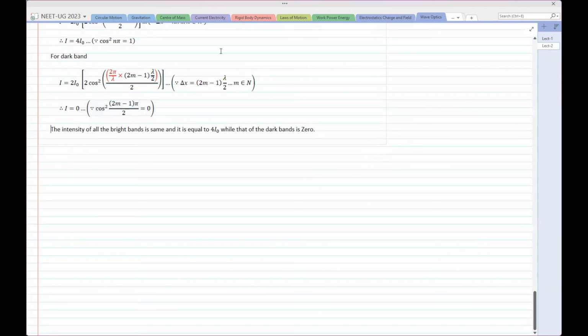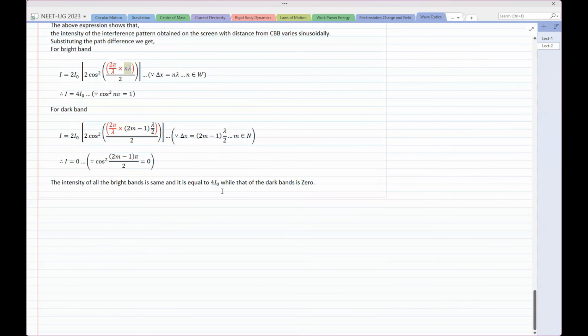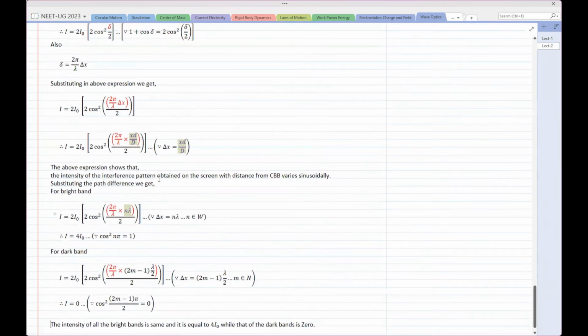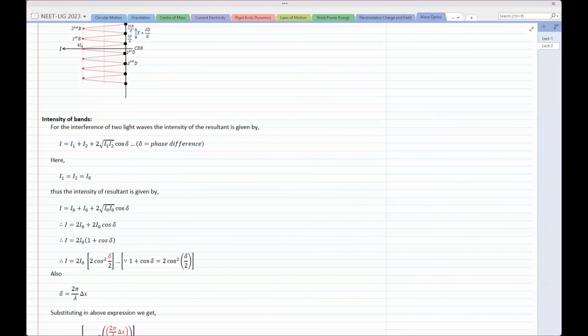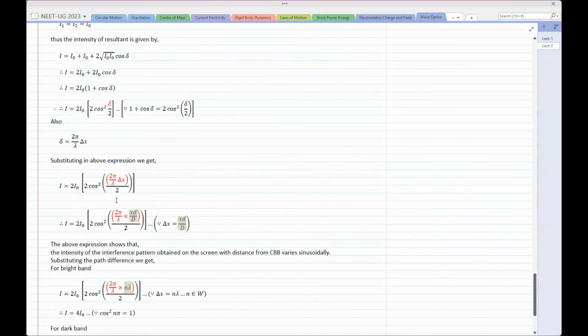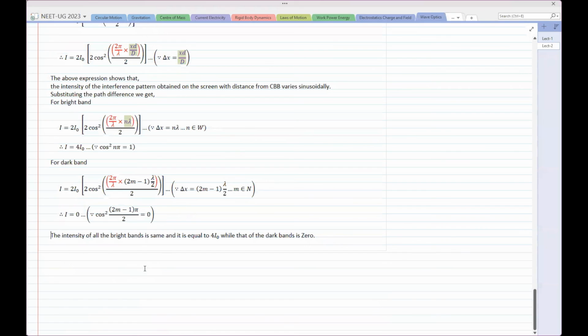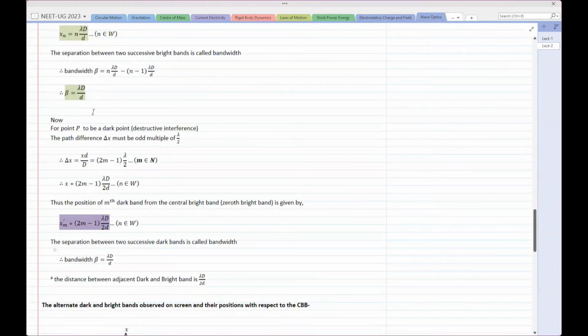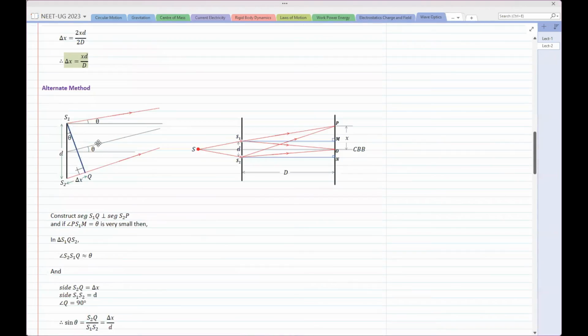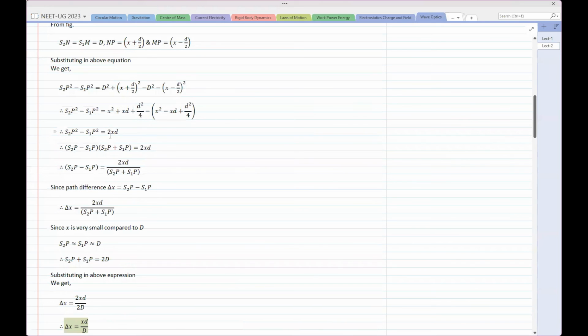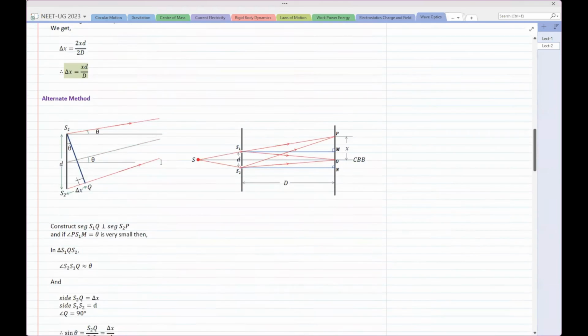So the intensity of all bright bands is same, and it is equal to 4I0, while that for dark bands is 0. So this is the way we analyze this particular thing. इसको क्या बोलेंगे आप? This thing is called Young's double slit experiment, और उसका ये analytical treatment है with all the path differences. Okay, ठीक है. So now you go through this.